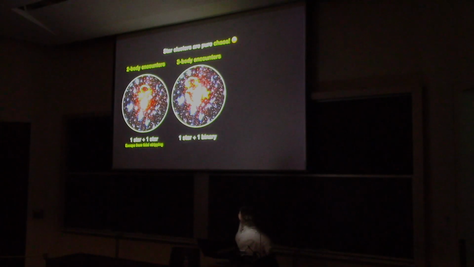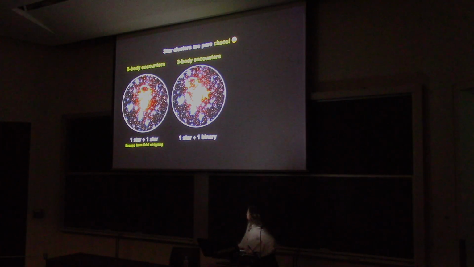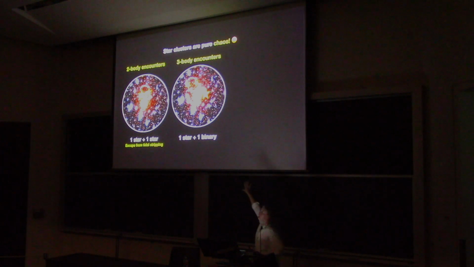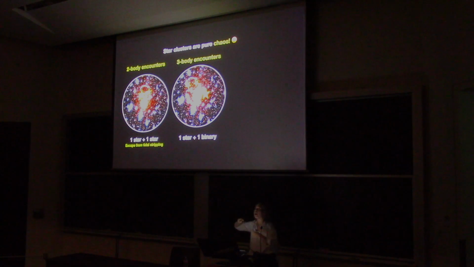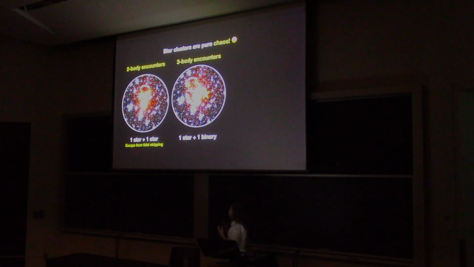But then you can also have other things. This is my favorite one. It's called a three-body encounter. You again have that single star, but now you introduce another system here that's not just one star, but a binary system. And what this means is you have two stars and they're orbiting each other. So you can treat it as one object in this case.